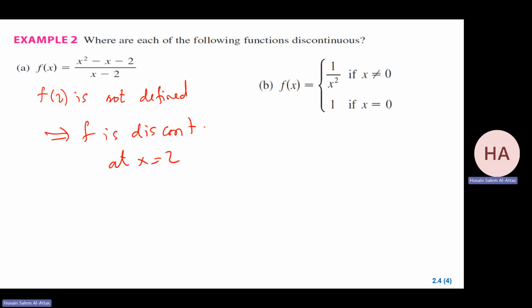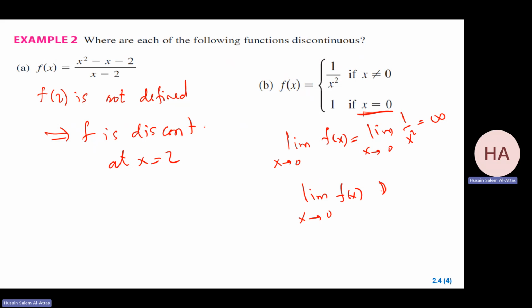Now look at this one. F at 0 is defined. I have no problem. But what will be the limit as x goes to 0 of f of x? The limit will be 1 over x squared, which is infinity. So the limit does not exist. So we say the limit as x goes to 0 of f of x does not exist. So the limit condition is not there. So the function is discontinuous at x equal 0.